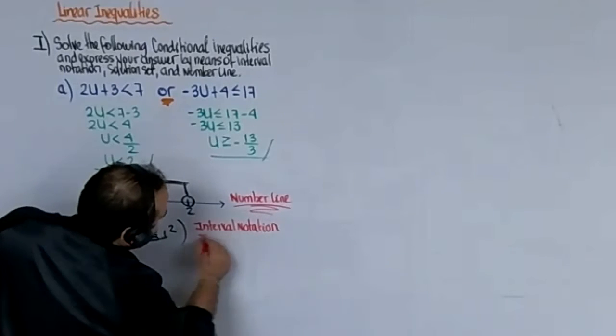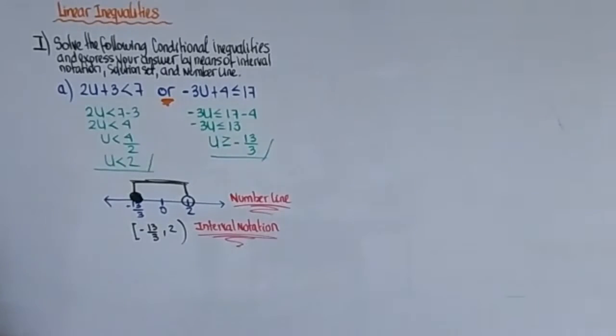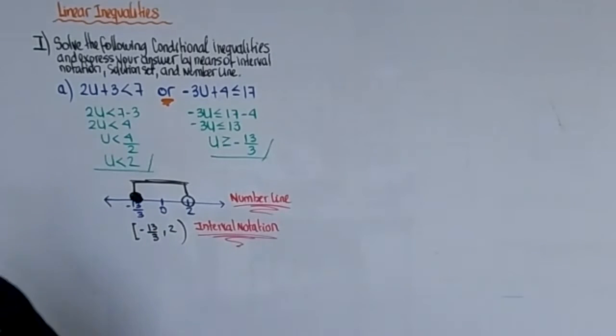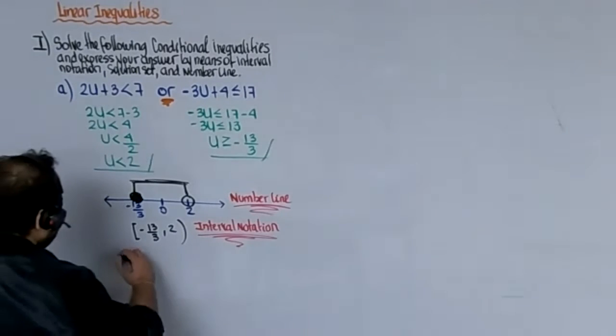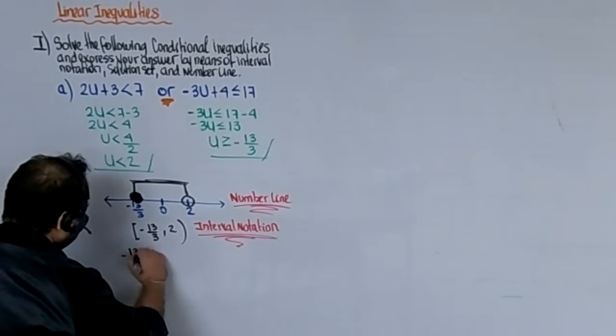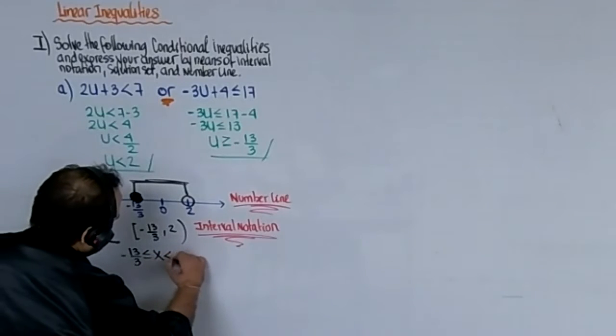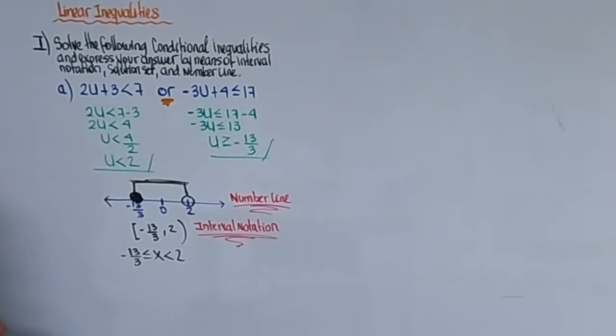All right, and at the end, because there's an intersection between these two points, the solution set will be given by negative 13 over 3 less than or equal to x less than 2. This is going to be the solution set.